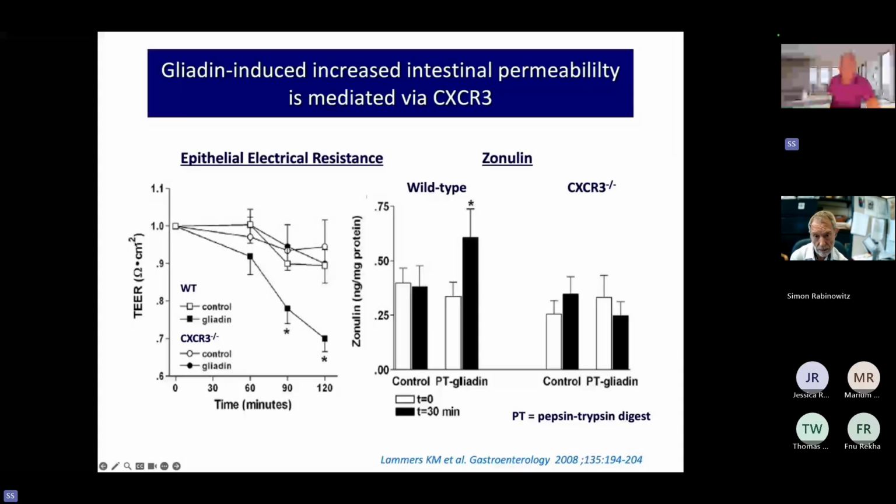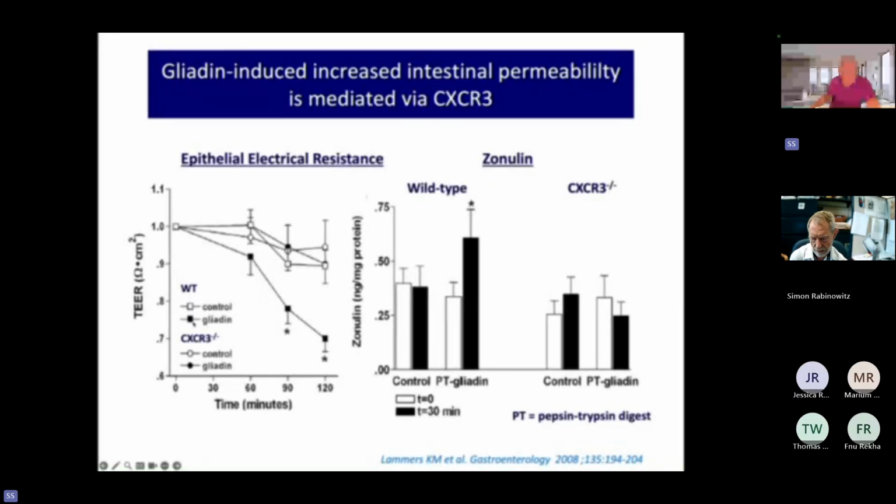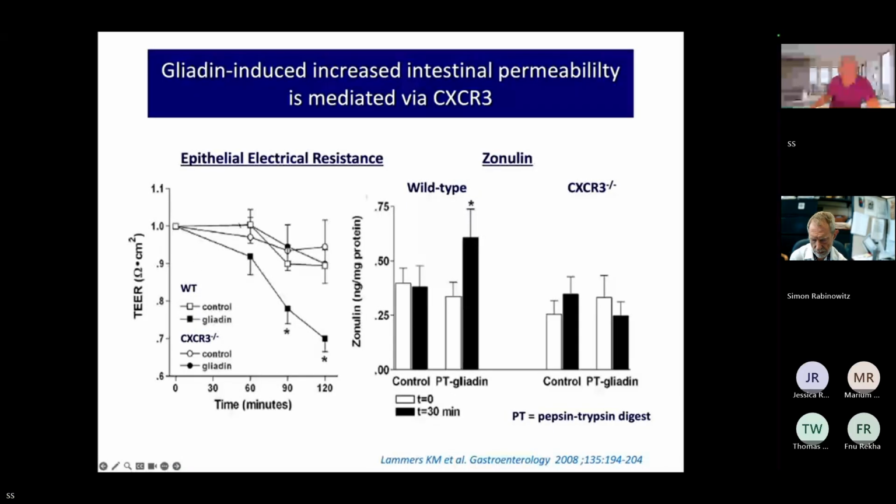To the left, we're looking at epithelial resistance. If we look at the wild type, control is in the open squares, and the addition of gliadin is in the closed squares. So for the wild type, what happens? All right, not much change in epithelial resistance. But when you add gliadin, and this is not a celiac patient, this is a normal experimental condition in normal explants, you see, under gliadin conditions, exposure to gliadin, epithelial resistance drops dramatically.